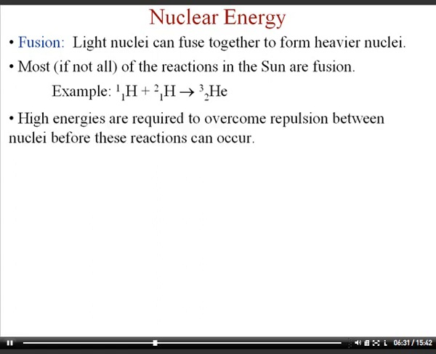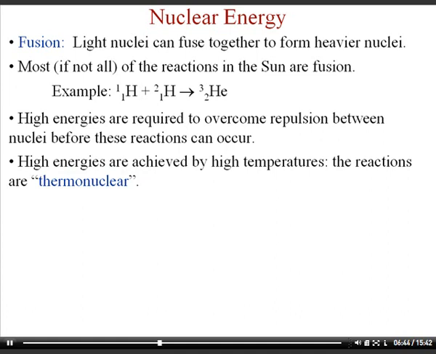High energies are required to overcome the repulsion of these hydrogen nuclei before these reactions can occur, so these take place in the center of the sun. Now it just is interesting that you're using hydrogen 1 and hydrogen 2 and you're smashing them together to make helium 3. Now high energies are achieved by these high temperatures, and these are called thermonuclear reactions.